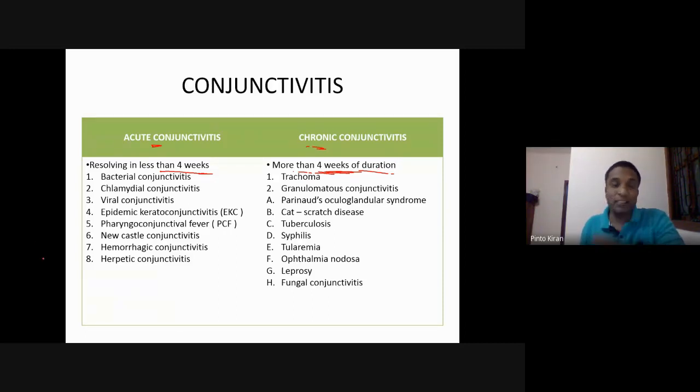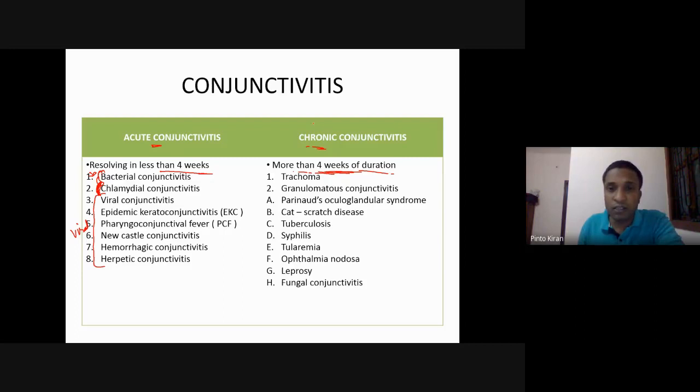How do you remember these things? See, in acute, bacteria is the most important culprit. Then you have chlamydial. One should not forget chlamydial. In conjunctiva, you should remember chlamydia. That is very, very important. Okay, chlamydia, bacterial. Then you have all viral infections. Okay, so bacterial, chlamydial, and viral conjunctivitis will produce the acute conjunctivitis, which lasts less than 4 weeks.